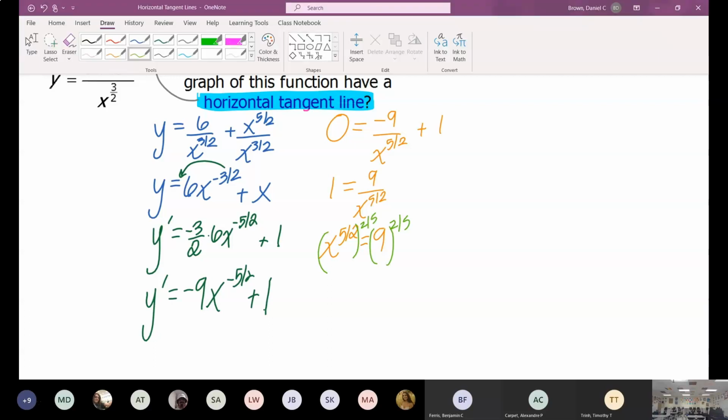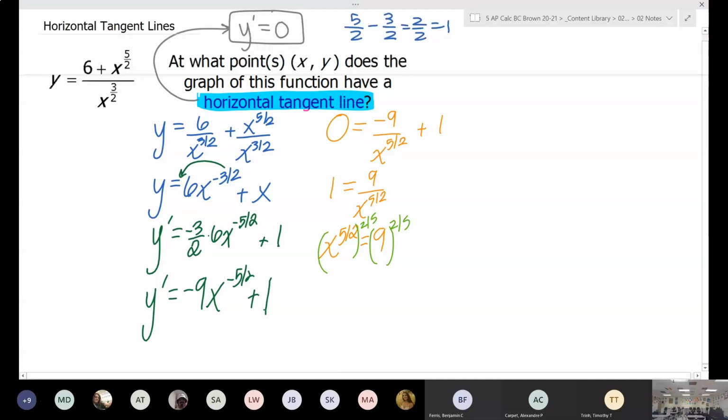So we see the x value where this graph has a horizontal tangent line is 9 to the 2/5 power. If this was an even root, we would need a plus or minus, but this is a 5th root, and since it's odd, we don't have to worry about the plus or minus. If you don't like those fractional exponents, you could write it as the 5th root of 81, or as the 5th root of 9 squared. All three of those answers are technically equivalent.